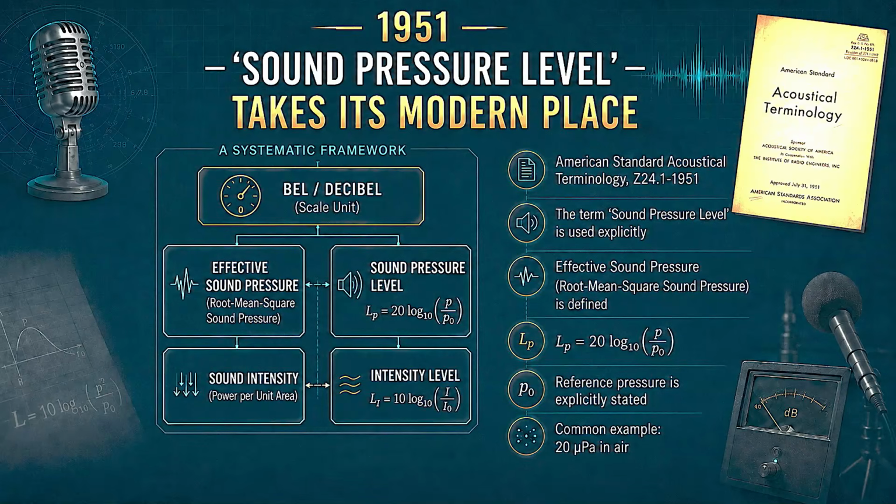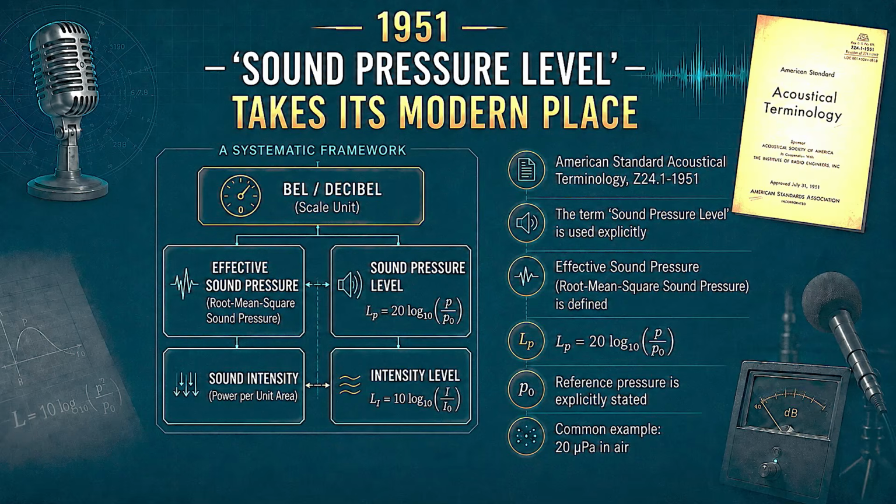The next major milestone came in 1951. The new edition of the American Standard Acoustical Terminology, Z24.1, 1951, now explicitly used the term sound pressure level. Just before this definition, the standard also defined effective sound pressure, root mean square sound pressure. This made clear what pressure quantity was to be used in the SPL calculation.